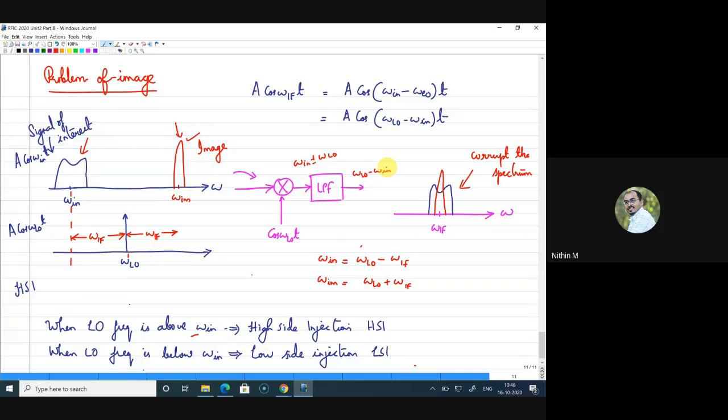Yes, Vishnu. If LSI is used instead of HSI, will this problem still occur? When you talk about LSI, it is similar. The only thing is you will have the signal on the right side and your LO frequency will be smaller. Then also you can have an image component towards the left. I hope you understand that.